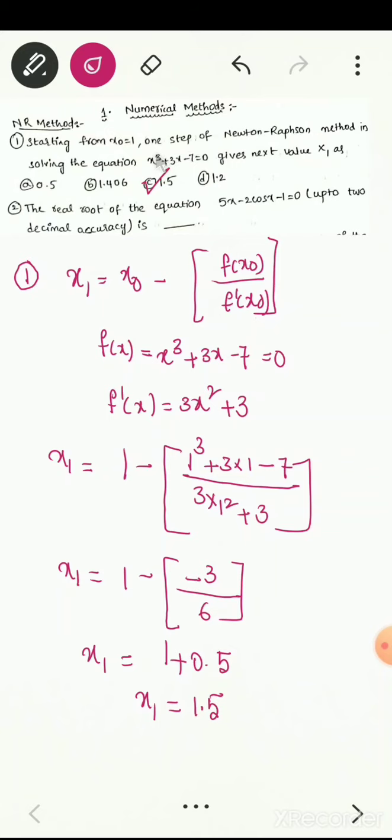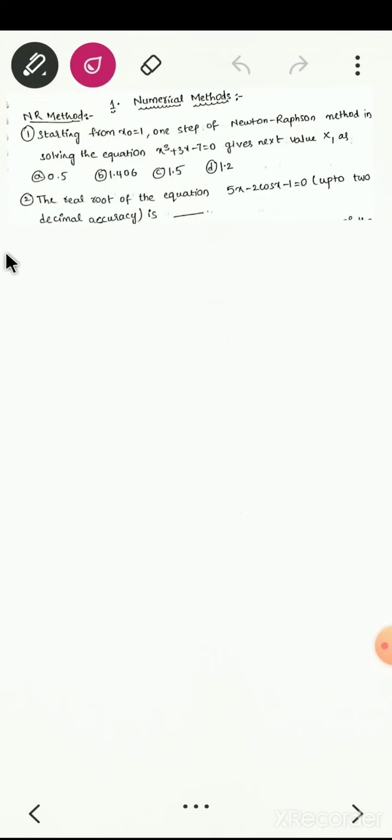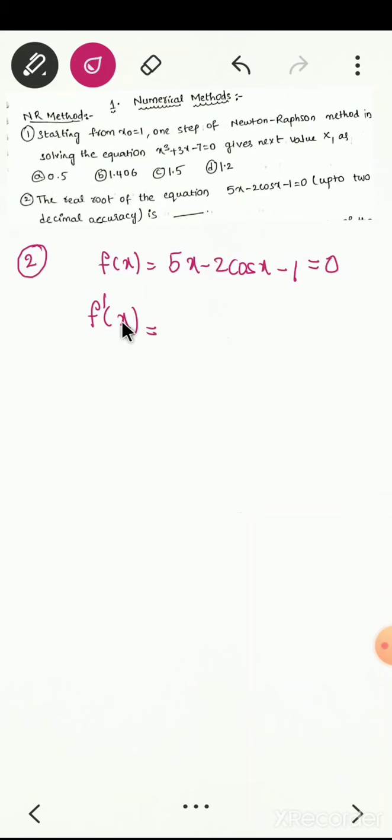Okay, let us solve the second question. Hope you are understanding. Let us solve the second problem, that is the real root of the equation 5x minus 2 cos x minus 1. So what is the function given? 5x minus 2 cos x minus 1. For Newton-Raphson problems, if they have not given an initial guess, remember that you have to assume it as 1. Then f dash of x is 5 plus 2 sin x, because the derivative of cos x is minus sin x.